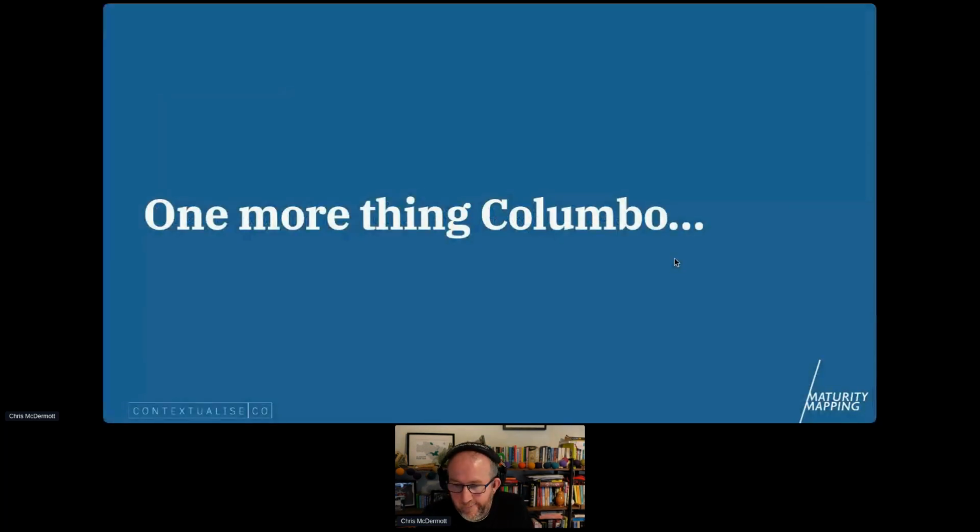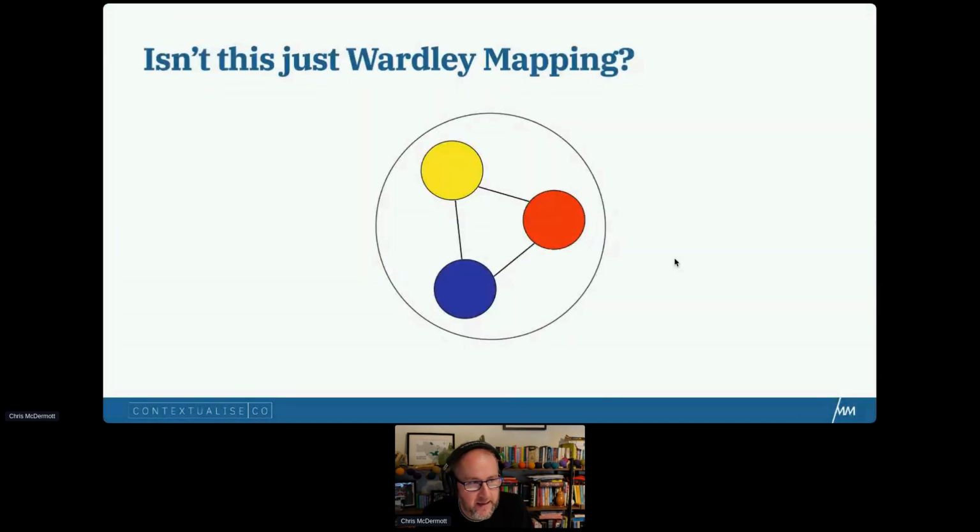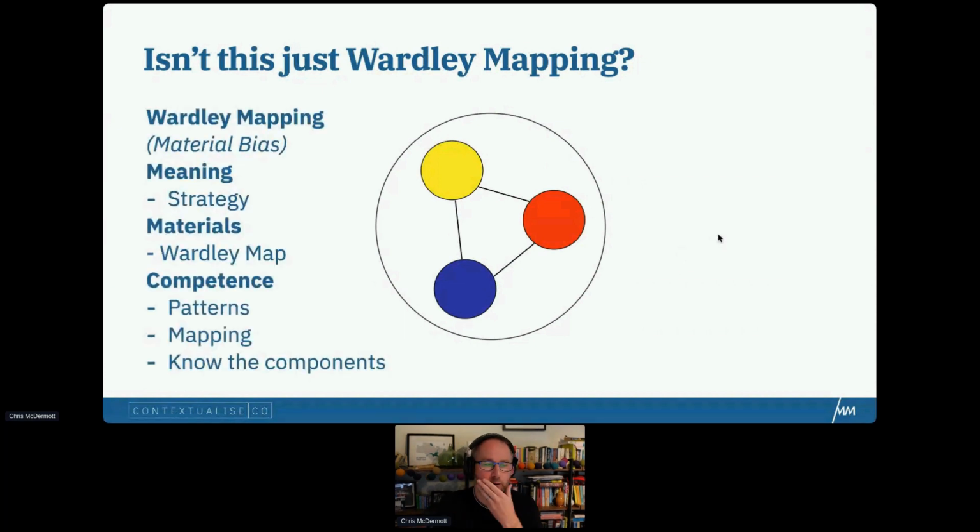Okay, one more thing, Columbo, and I'll be done. Some of you may be saying, isn't this just Wardley mapping? If we think about the differences from what I've described using a social practice lens, we can see Wardley mapping has a meaning for strategy. The materials we use are the Wardley map, the doctrine, things like that, the gameplays. The competence is understanding the patterns. It's definitely understanding how to map, and the knowledge, which I think is interesting, of the components that exist on the map.